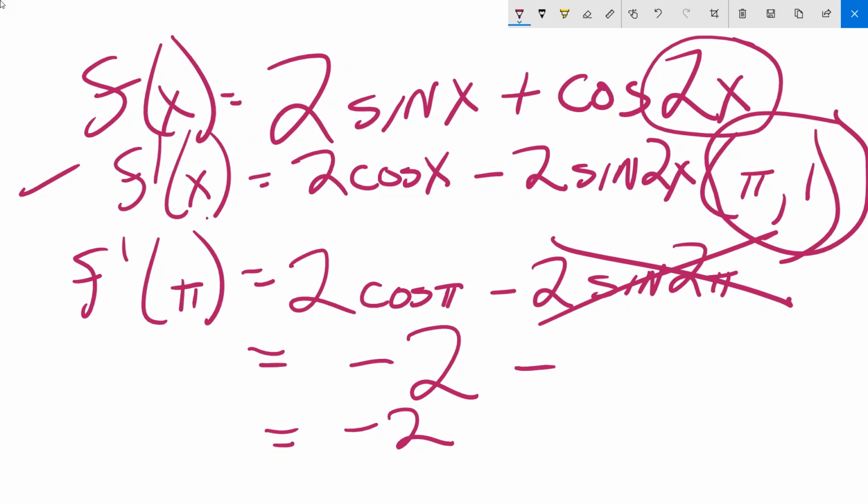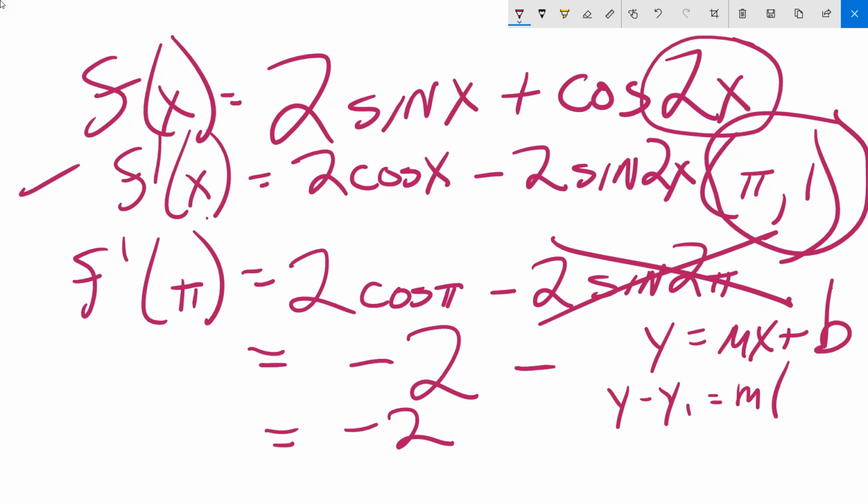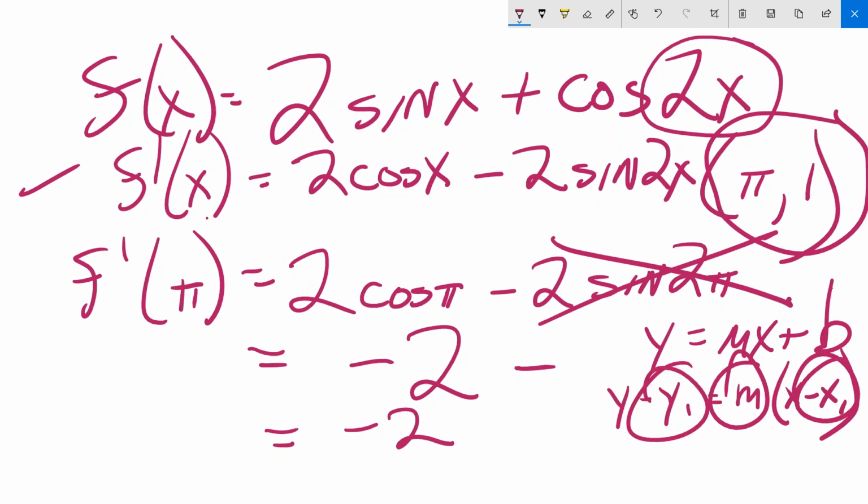Now, there are 2 standard equations of straight lines. One is y equals mx plus b. That's the one you almost never use in calculus. The one you always use in calculus is point slope. Which is this one right here. It's called point slope because you have a slope and you have a point. That's right. Well, we have a slope and we have a point. So let's put it into point slope format.